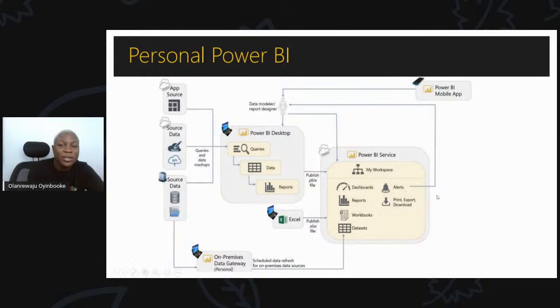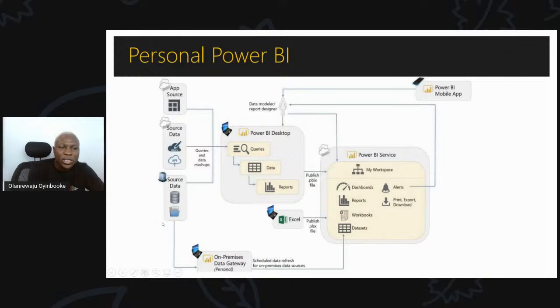And on the service, you can create alerts. So maybe when we cross the threshold, when our revenue crosses $1 trillion, just send me an alert. When we hit our target for the year, send me an alert. You can set all those things there. You can work with workbooks. And right here, you can see that it even connects back to the Power BI mobile app. Once it's published there, you can still interact with it from the mobile app.